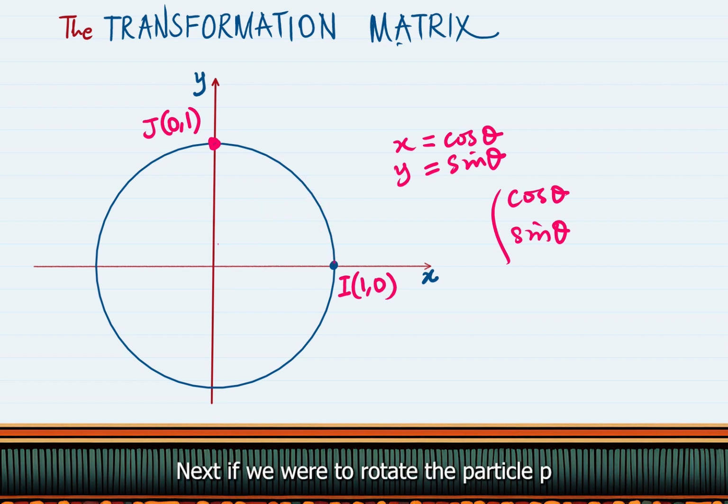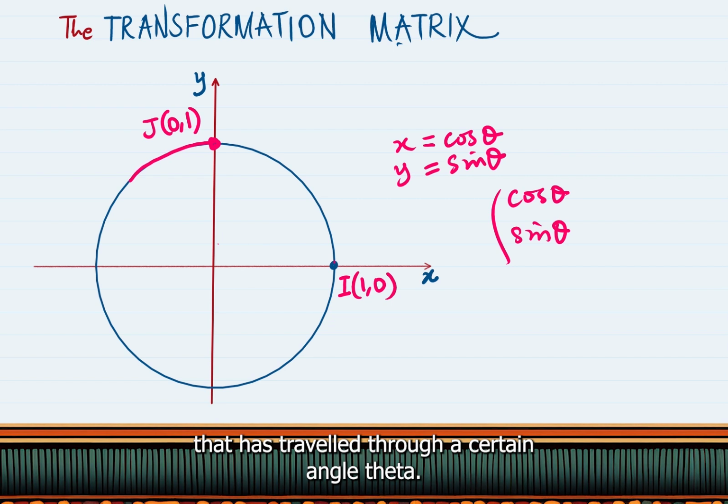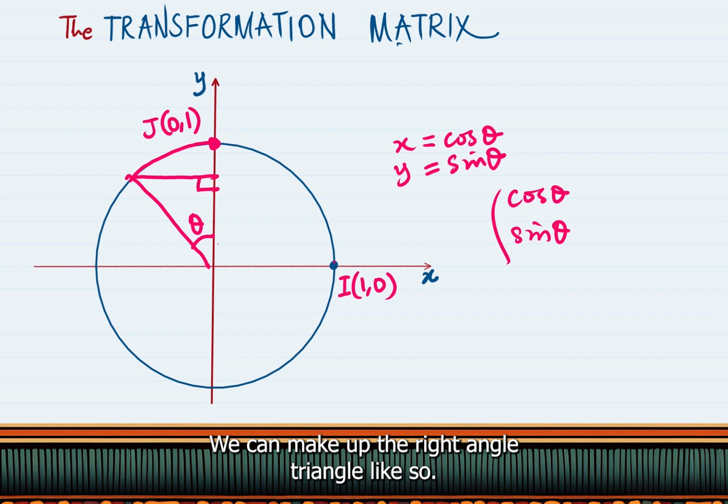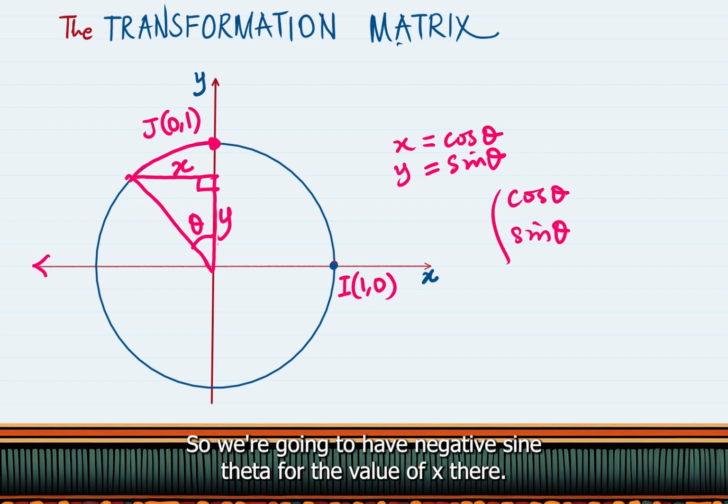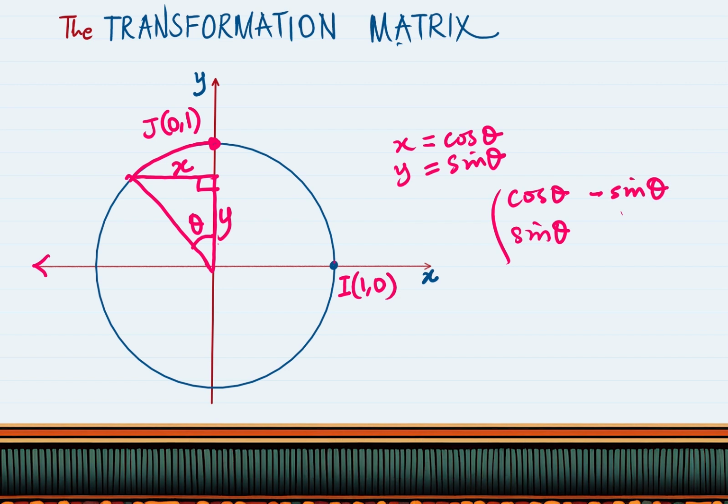Next, if we were to rotate a particle P that has traveled through a certain angle, say theta, we can make up a right angle triangle like so, and this will be the value of x and the value of y. Remember that the x is pointing towards the negative x-axis, so the value there will be negative. Now this obviously is opposite, so we're going to have negative sine theta for the value of x there, and for the y, which is adjacent, we're going to have cos theta for the value there.